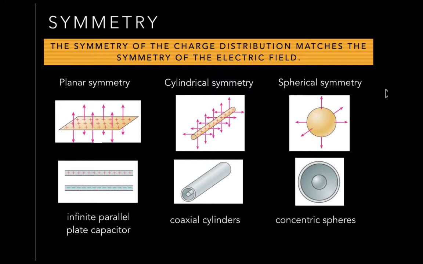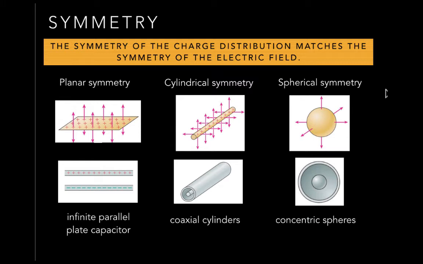Concentric spheres, that just means shells that are all centered at the same point, so shared center, okay? Okay, so we get electric field lines when we have charges. So if we know what the electric field lines are, we can guess what the charge distribution looks like.